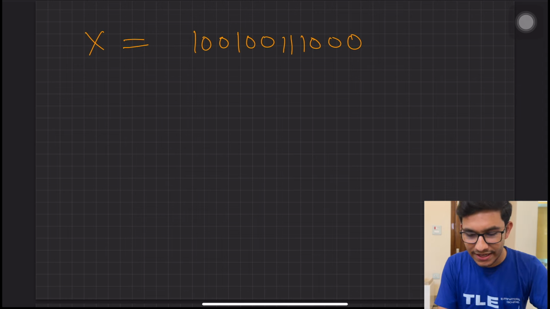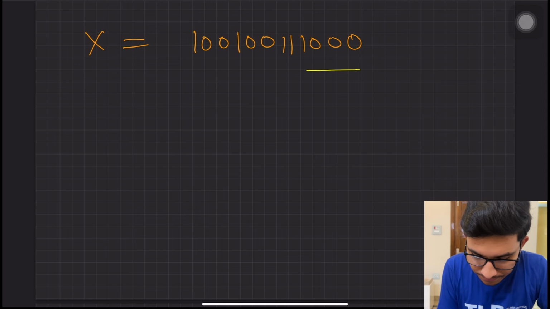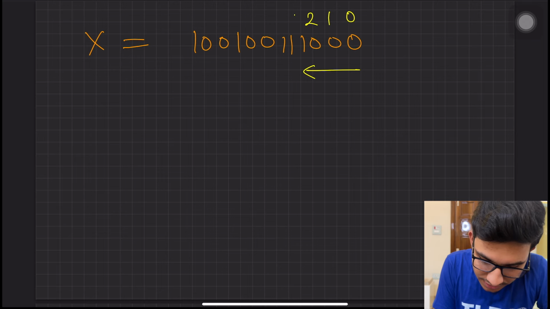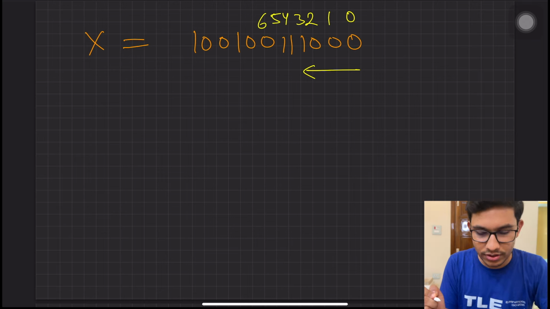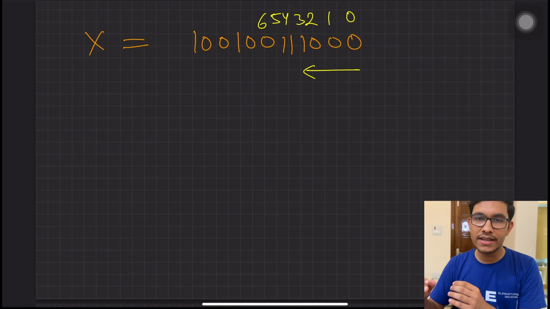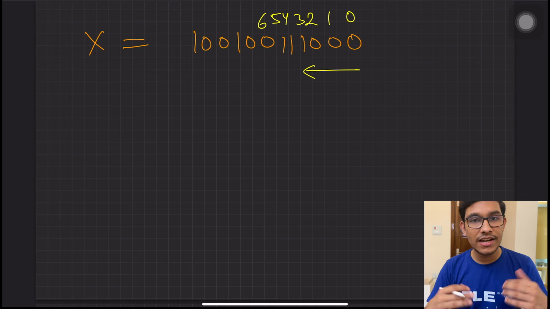Okay. When I say kth bit, I am looking at the kth bit from the right. Okay. So this is the 0th bit. This is the first bit. This is the second bit. This is the third bit, 4th, 5th, 6th, and so on. Okay. These are the bits, how I am defining them. So when I'm talking about the kth bit, I mean the kth bit from the right, the kth least significant bit.